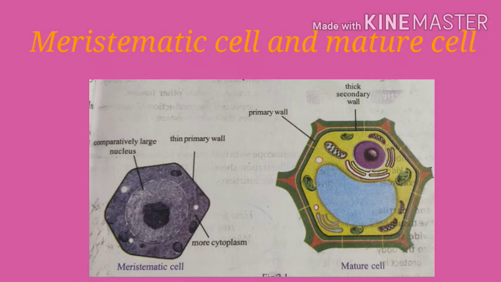So what is the difference between these two? It is the meristematic cell which undergoes continuous division and results in the growth of plants. The mature cell does not undergo continuous division. So where are they seen? Meristematic cells are seen at the tip of the root and stem. Mature cells are seen in other parts of the plants.